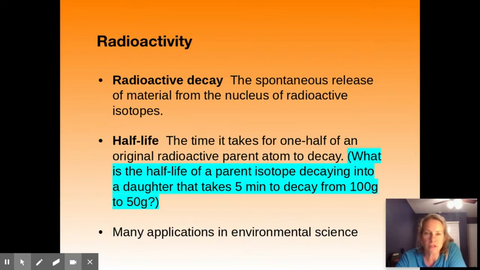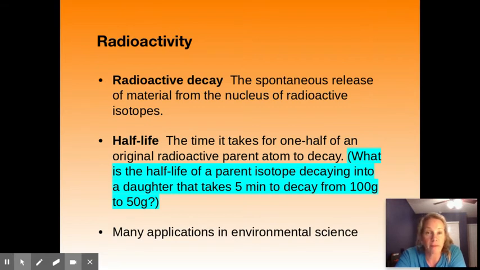Half-life is just the time it takes for something to break down by half. If you start with 100 grams of a substance and it breaks down and now you have 50 grams, how long did that take? That's half of the amount, so whatever time that took would be the half-life. The question I have here: what is the half-life of a parent isotope decaying into a daughter that takes 5 minutes to decay from 100 to 50 grams? Think about it for a minute. Should be pretty easy.